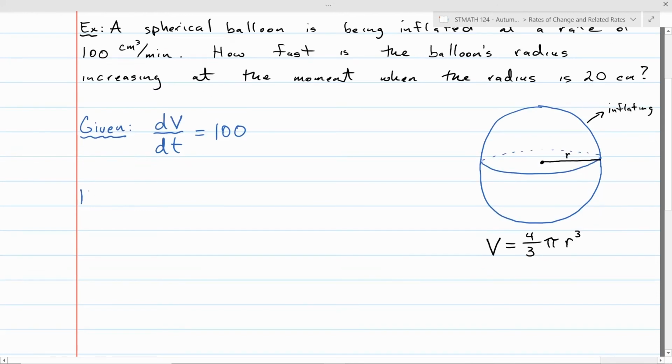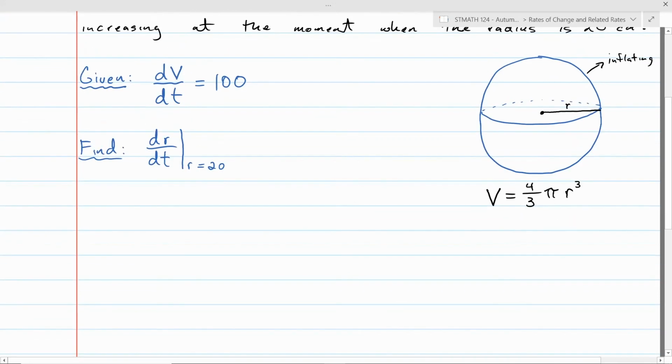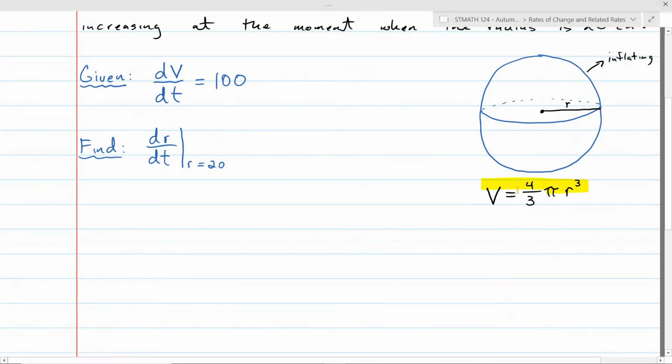Now, what are we supposed to find in this problem? What are we being asked to solve? Well, I'm wanting to know how fast the balloon's radius is increasing at a particular moment. Well, we named the radius r in our picture over there, so we want to know how fast r is changing with respect to time, but at a particular moment. So we usually put that bar to indicate derivative at a point, at the point when r is equal to 20.